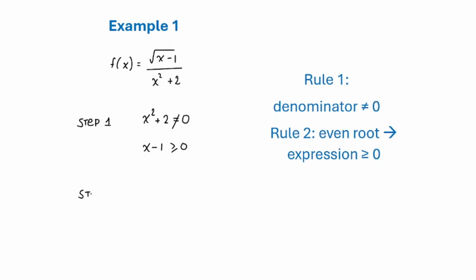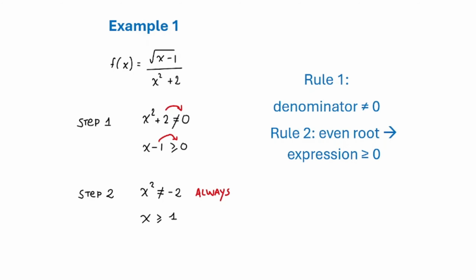Now we solve them. From the first condition, we move the 2 to the right-hand side and we get x squared is not equal to negative 2. From the second condition, we move the negative 1 to the right-hand side and we get x is greater than or equal to 1. Now let's look carefully at the first condition. When is a square, like x squared, not equal to a negative number? Always. A square is never negative, so x squared is always different from negative 2. That means this first condition is always true.